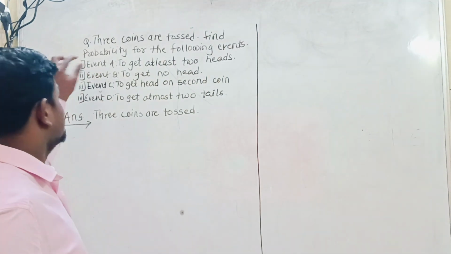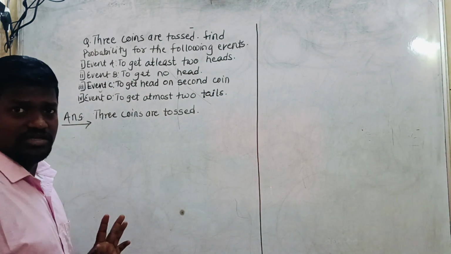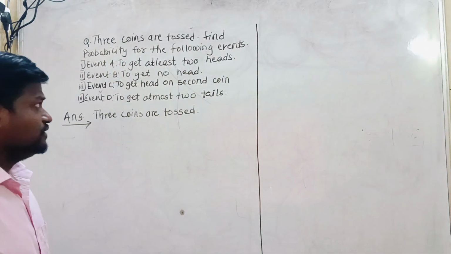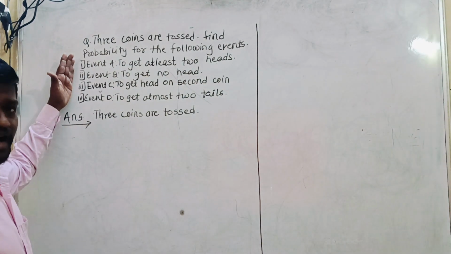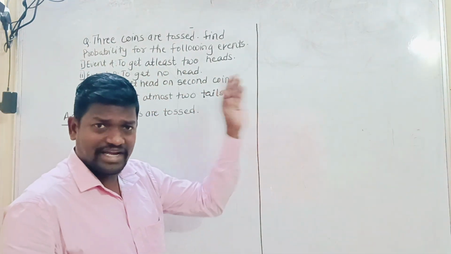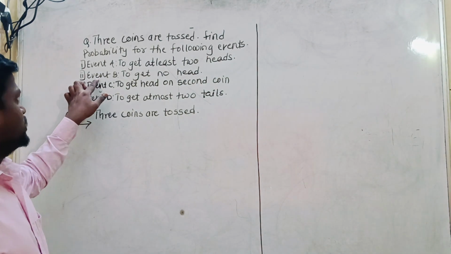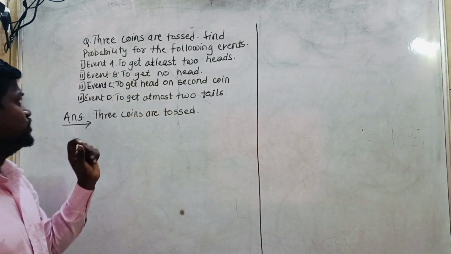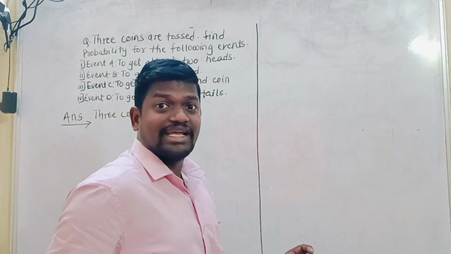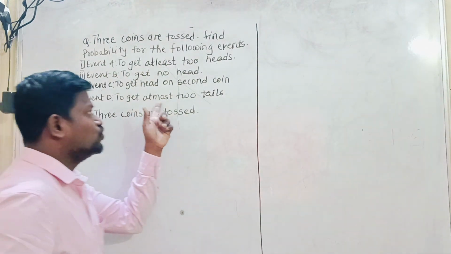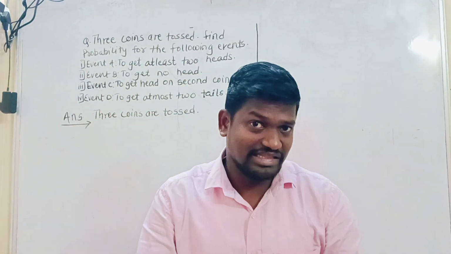So the question is: three coins are tossed, find the probability for the following events. Event A, to get at least two heads. Event B, to get no head. Event C, to get head on the second coin. And event D is to get at most two tails.